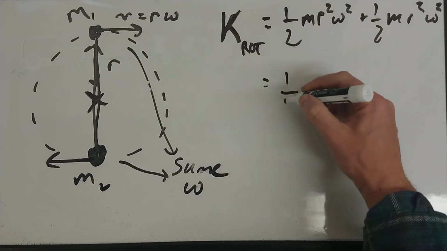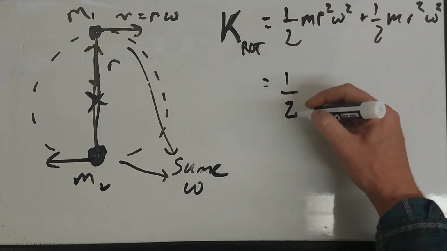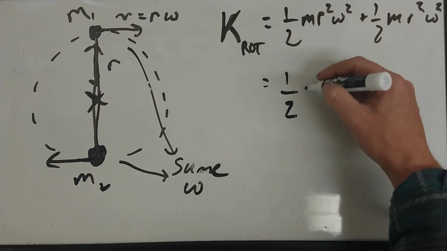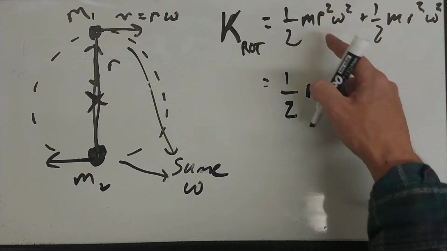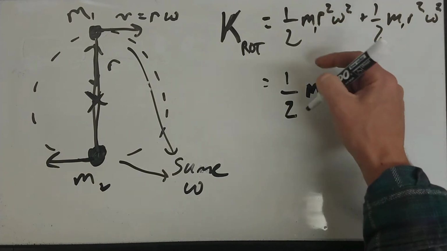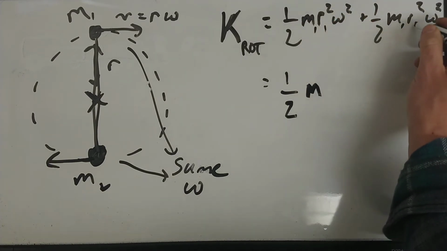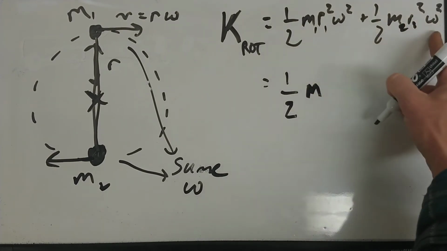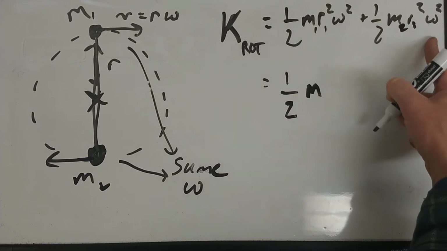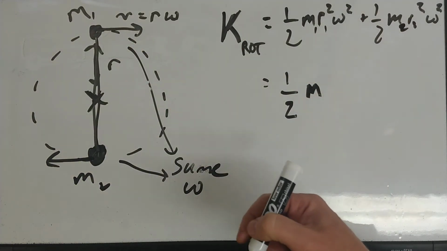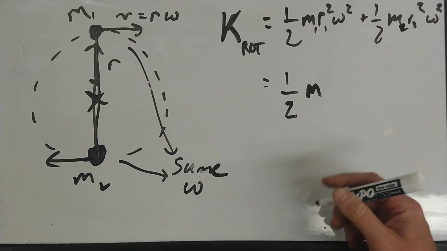So the way we write this is 1/2 of, basically we factor out the things that are the same. We know omega must be the same for these because they're rotating together. The masses could be different, the radiuses could be different. We'll see that in a second. I'm going to up it to 4 in a second.